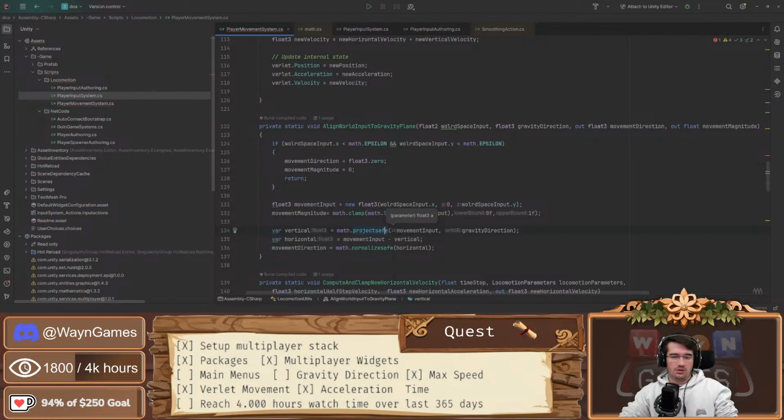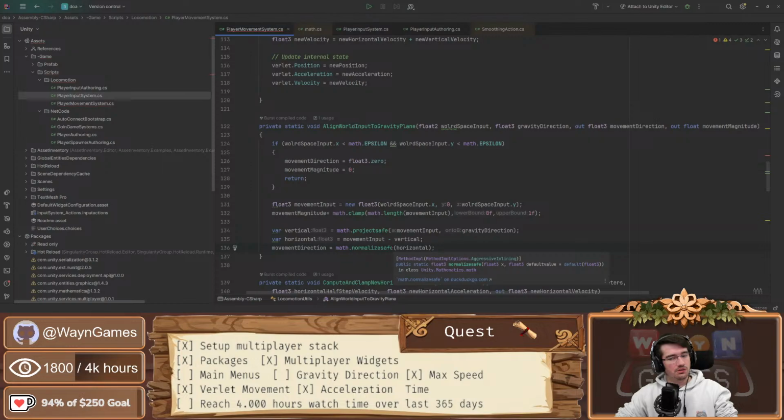So here I need to project safe, yes, normalize safe. Why not? There should be no reason for it to be 0. Okay, let's leave it at that.